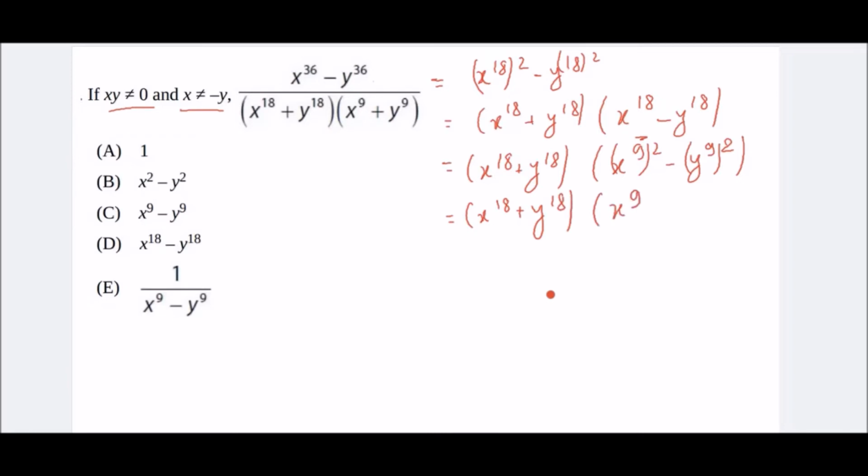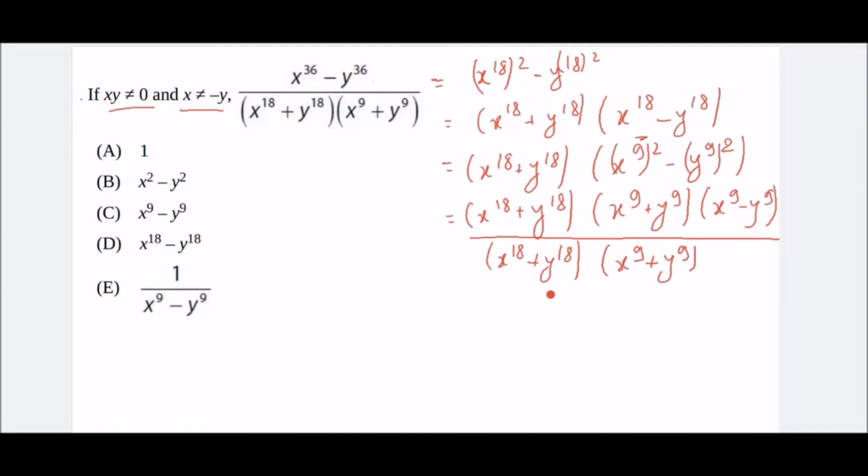That will become x^9 plus y^9 and x^9 minus y^9. So the denominators are x^18 plus y^18 and x^9 plus y^9. These two values easily eliminate each other, and also x^9 plus y^9. So the remaining value will be x^9 minus y^9, and our answer choice will become option C.